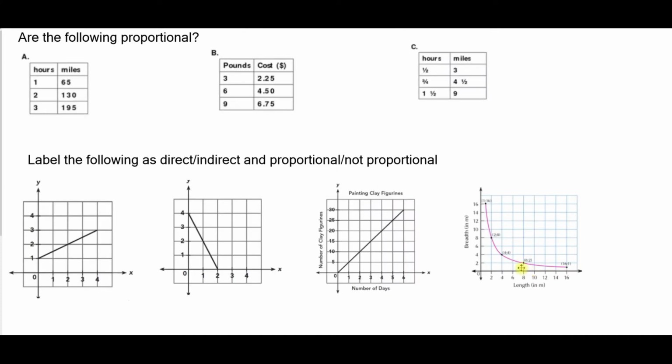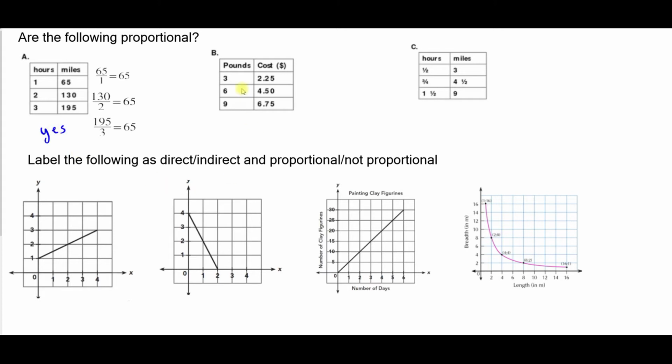Let's take a look and decide if the data is proportional. Here we have hours and miles. One way is to take the miles divided by the hours, miles per hour, and it is 65 miles per hour for all three of these. The ratio is constant, so yes, this is proportional.